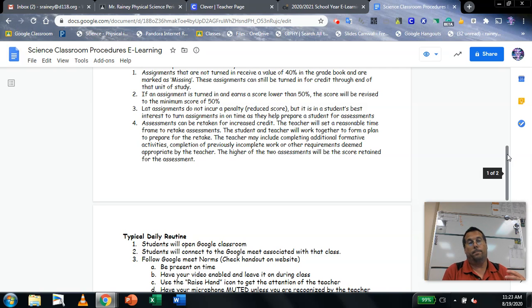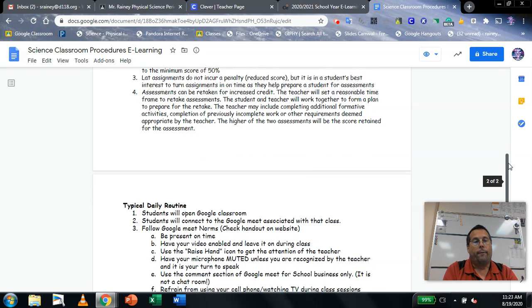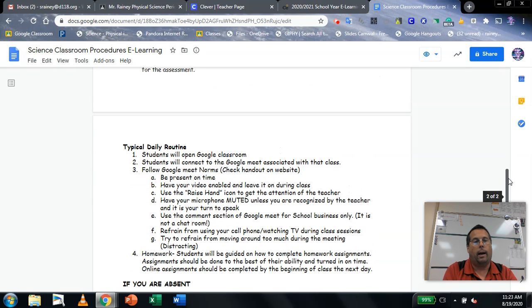Now, with that, if you score lower, you always get the higher of the two grades. So even if you went back, took the test, and you scored lower than you did the first time, you still get the higher. It is not unlimited. I don't want people taking the same test 8 to 9 times. If you prepare, if you follow along, if you do the Kahoots, you do the study guides, you will be fine on the assessments. Even if you don't test well, we will set it up so you can make sure it works. Finally, our typical daily routine.